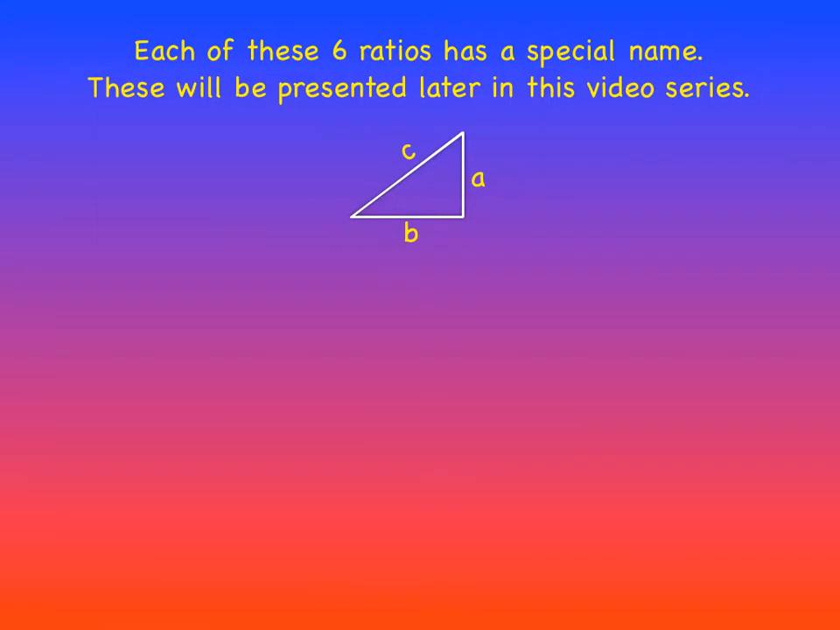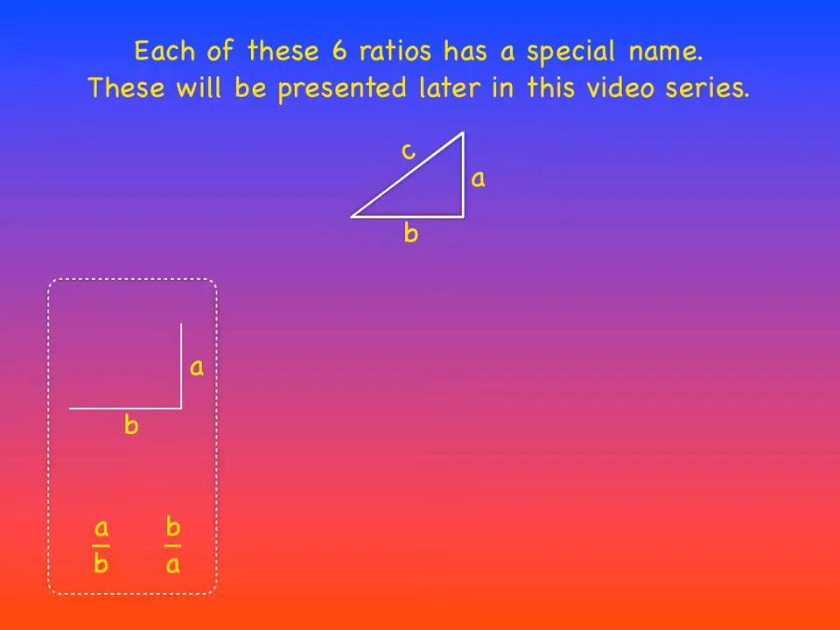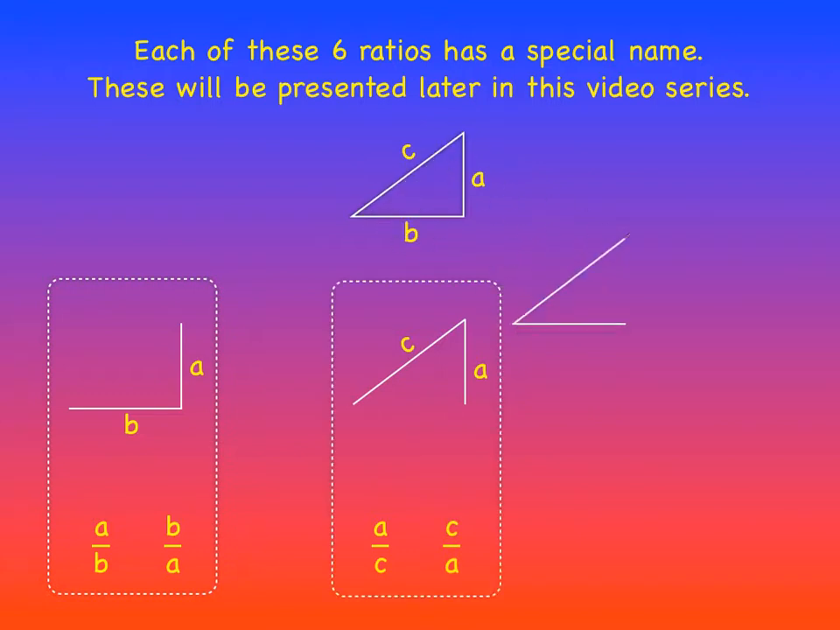Each of these 6 ratios has a special name. These will be presented later in this video series. So we can have the A and B ratio, the ratios involving A and C, and the two ratios involving B and C.